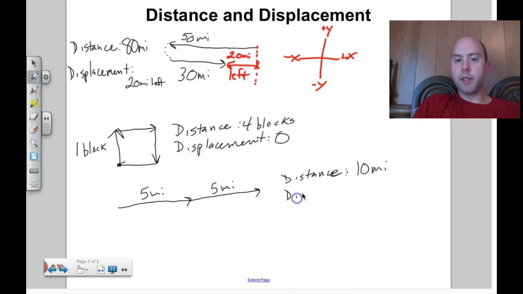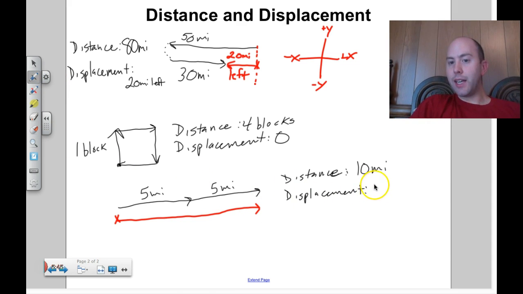Your displacement, in this case, how far from the beginning point to the ending point are you? Well, that would be 10 miles also. And I said east, so I say east. The reason I showed you this one is I want you to look at something that's pretty important. Notice displacement is always either equal to or less than the distance.